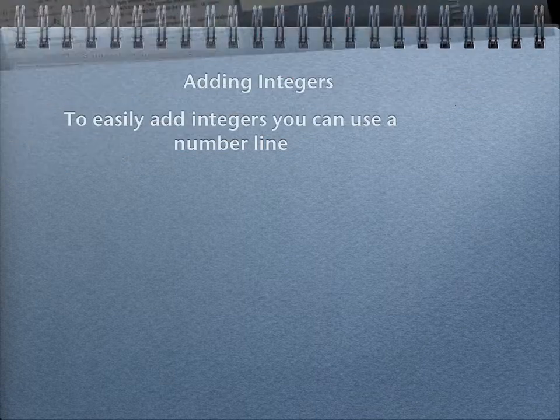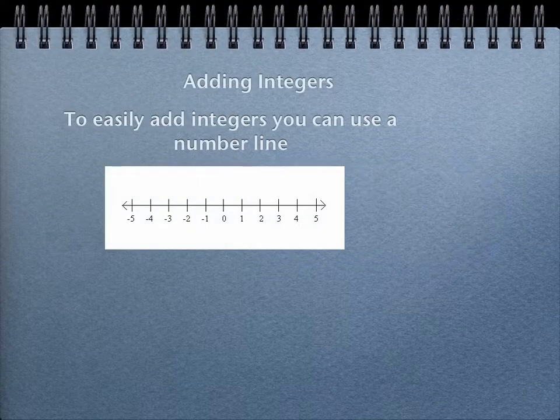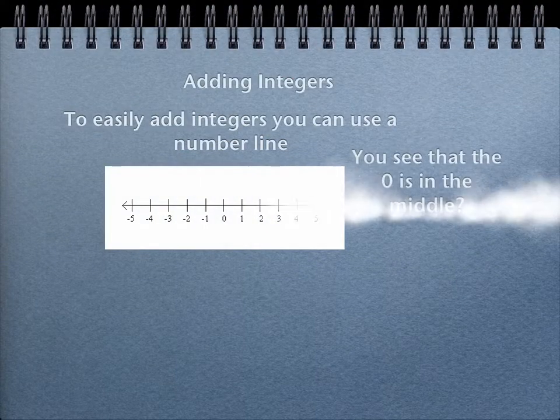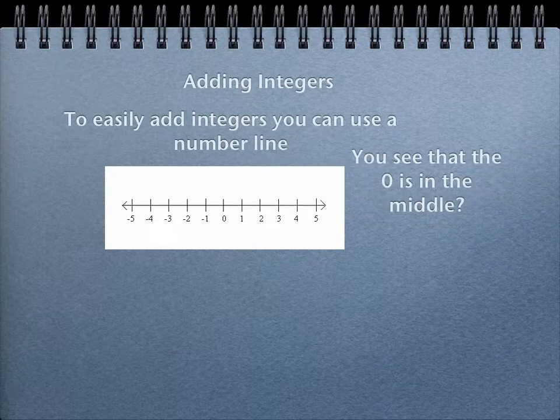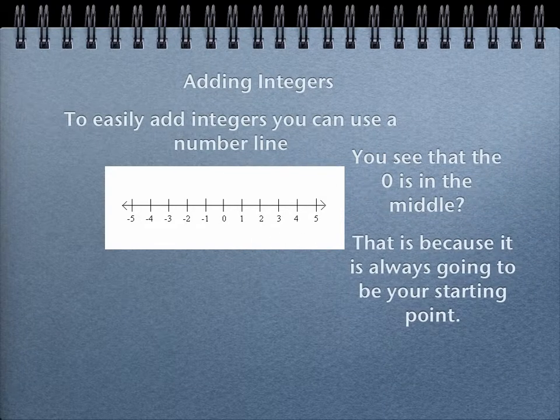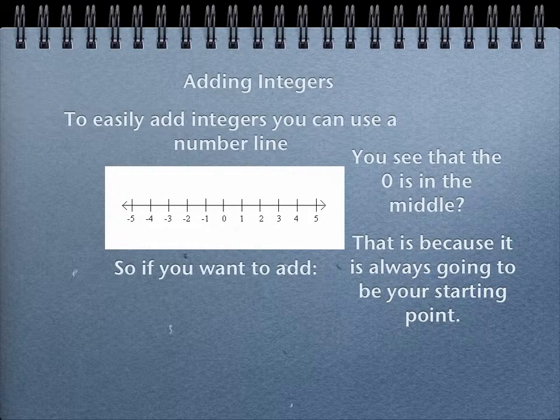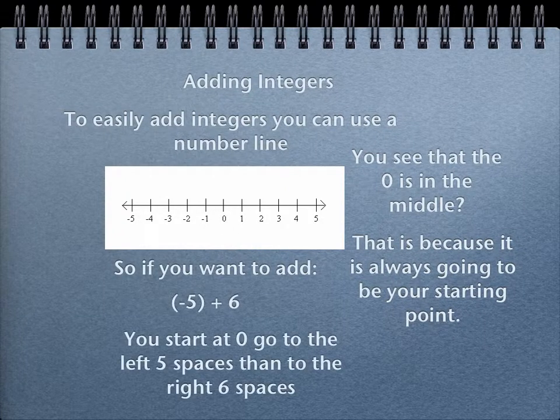To easily add integers, you can also use a number line. They help a lot. You see the zero in the middle? That is because it is always going to be your starting point. So if you want to add negative 5 plus 6, you start at 0, go left 5 spaces, then go right 6 spaces, and you end up at 1.